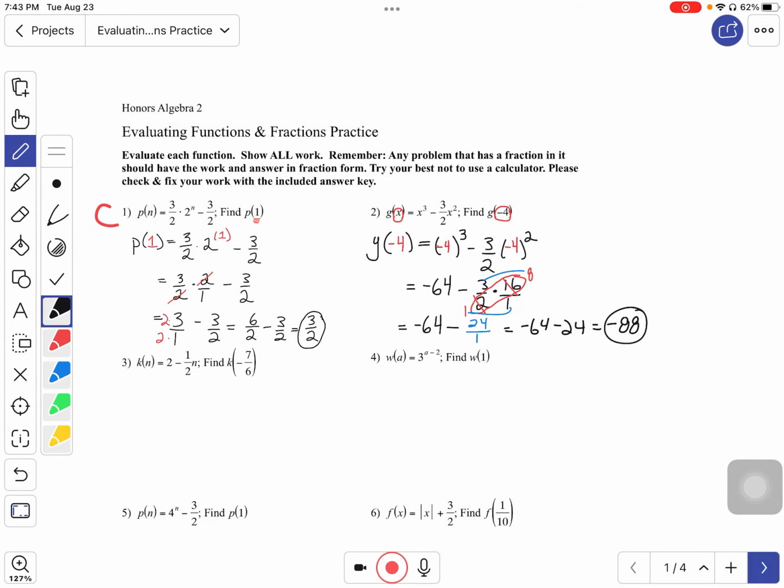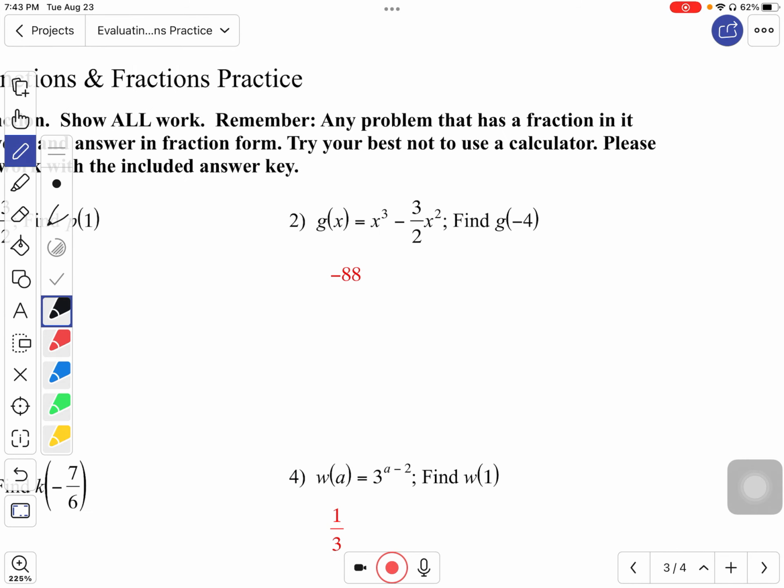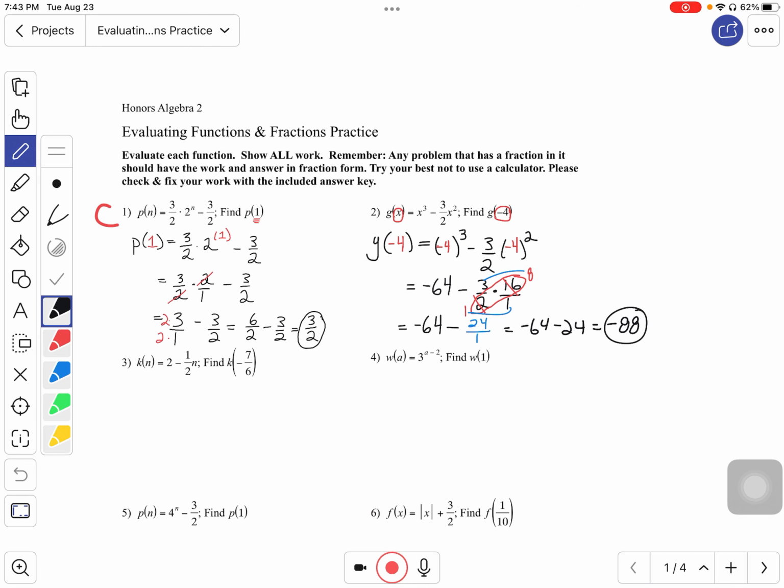I'm going to run down to my answer key. Take a peek there. Oh, look at that. Number 2, our answer was negative 88. So we did it. I should just take a quick moment to let you know that there's more than one right way to write these answers. It is kind of cool.